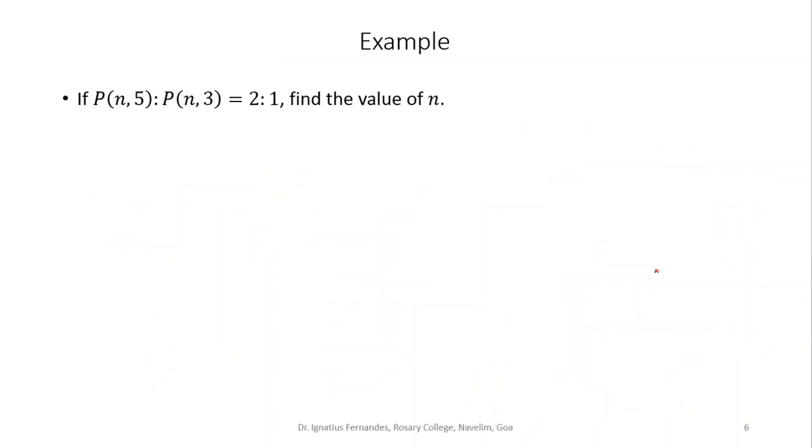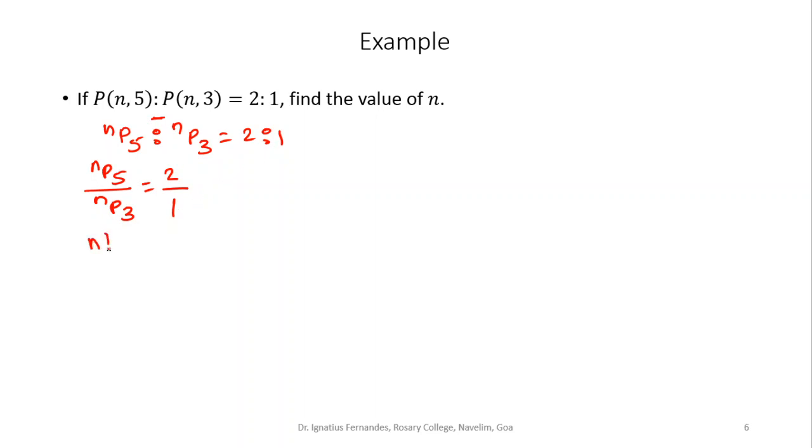Let us consider the next example, a similar one. So I have a ratio here. The ratio of NP5 and NP3 is 2:1. What this basically means is NP5 divided by NP3 is equal to 2/1. The ratio of NP5 and NP3, that is this, is same as 2:1. So 2/1.